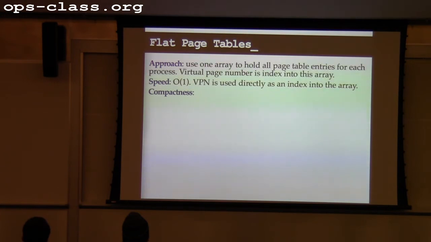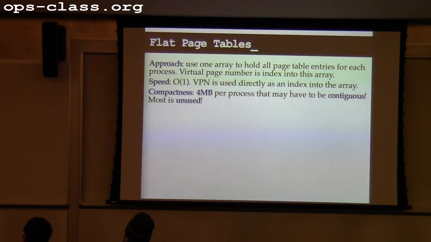My lookups are O(1). All I do is take the virtual page number and use it directly as an index into that array. Great. My compactness is terrible. So now again, I have potentially 4 megabytes of physical memory that I need to use per process, okay?